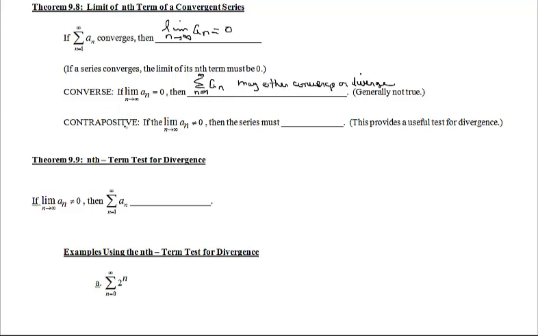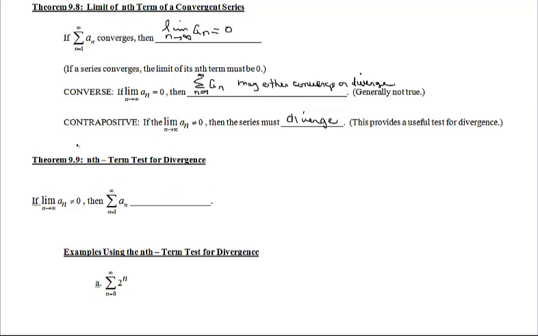All right, now let's look at the contrapositive. If the limit of the nth term does not equal 0, it's some other number, then the series must diverge. So what we're going to be doing is looking at the nth term of the series, and we're going to see if the limit doesn't equal 0. Because if it doesn't equal 0, then we do know that the series must diverge.